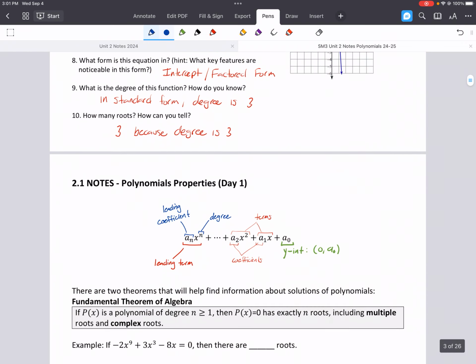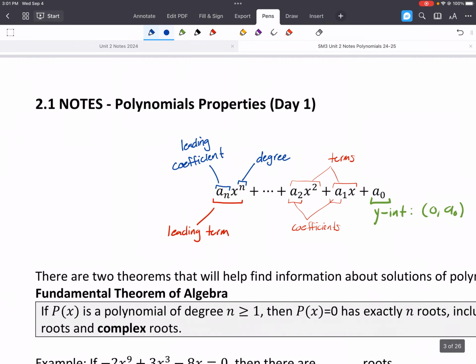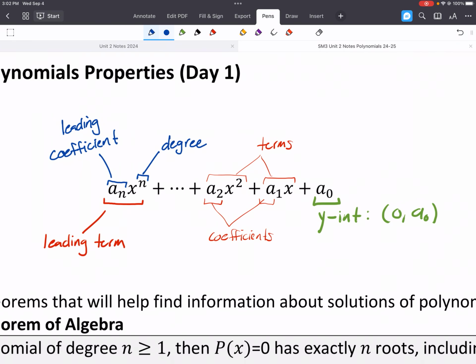Okay? All right, so let's get into the notes for 2.1. So we're talking about polynomial properties. We're going to do 2 days of this. Today is going to be a little heavy, and then when we get to 2.2, we'll add a couple more things to that, and it shouldn't be as bad. Okay? So I have some of this already written in just to save some time.